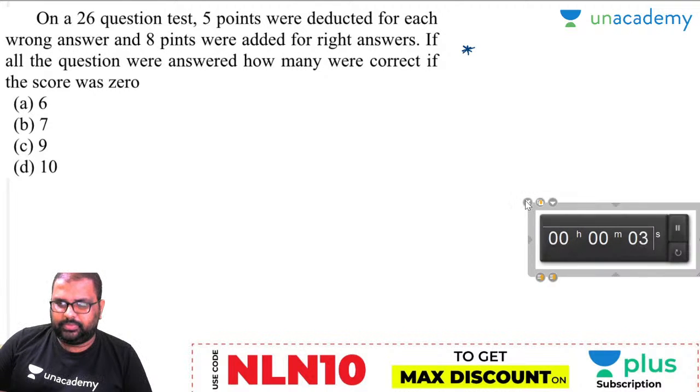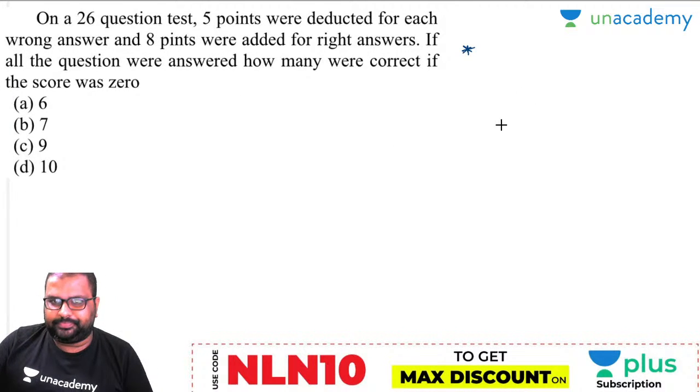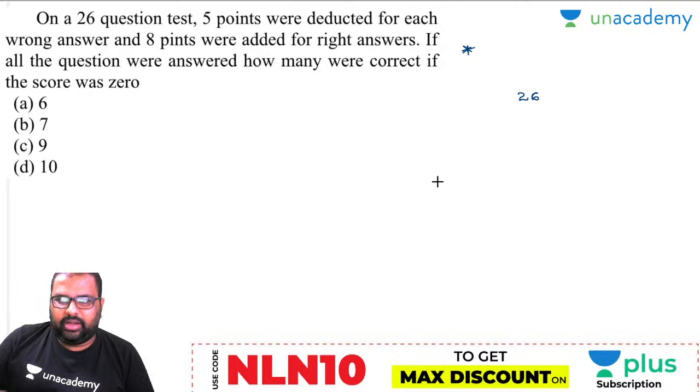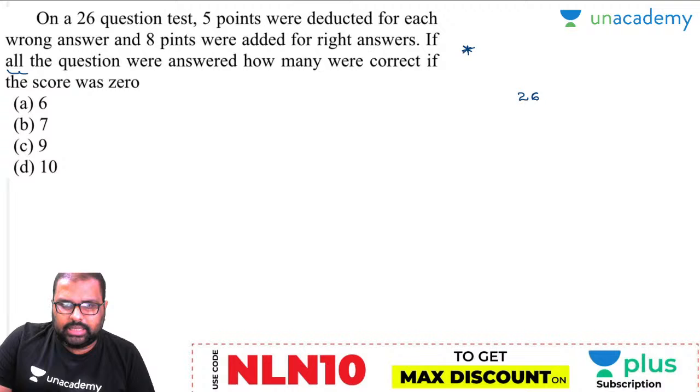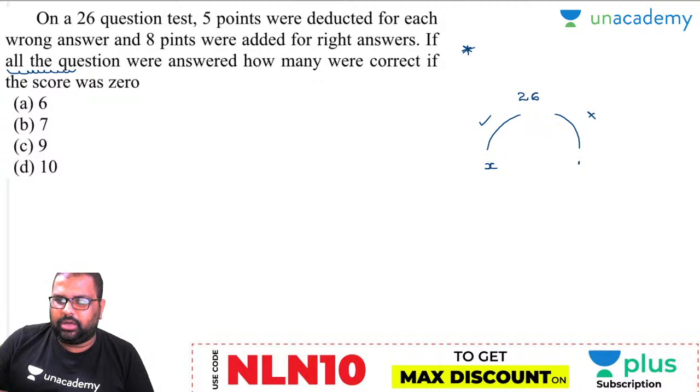Check this. As we are doing simple equations, most of the students will solve in this manner. Now there is a 26 question test. 5 points are deducted for each wrong answer and 8 points are added for each right answer. If all the questions were answered, how many were correct if the score was 0? Now look, let us write it down like this. Correct answers, let us take as x. Wrong answers, let us take as y, the number of wrong answers.